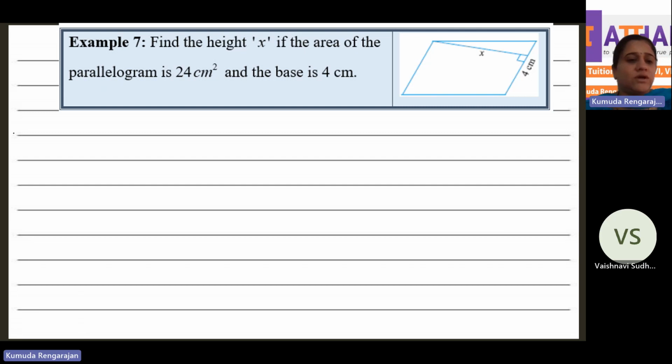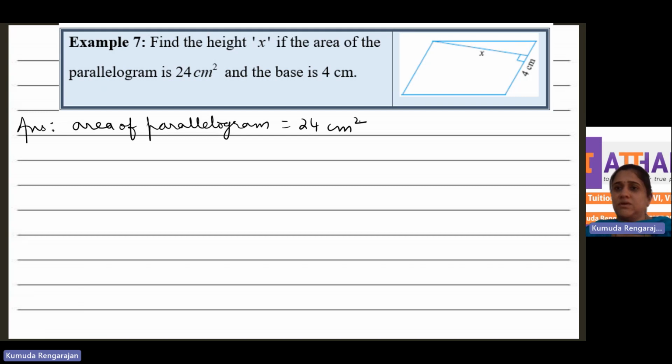Okay, so now how do you answer this question? What is the question? Find the height x, if the area of the parallelogram is 24 centimeters square and the base is 4 centimeters. Whenever the area or perimeter is given to you, you first write what is given. Area of parallelogram is equal to 24 centimeters square. This is given.